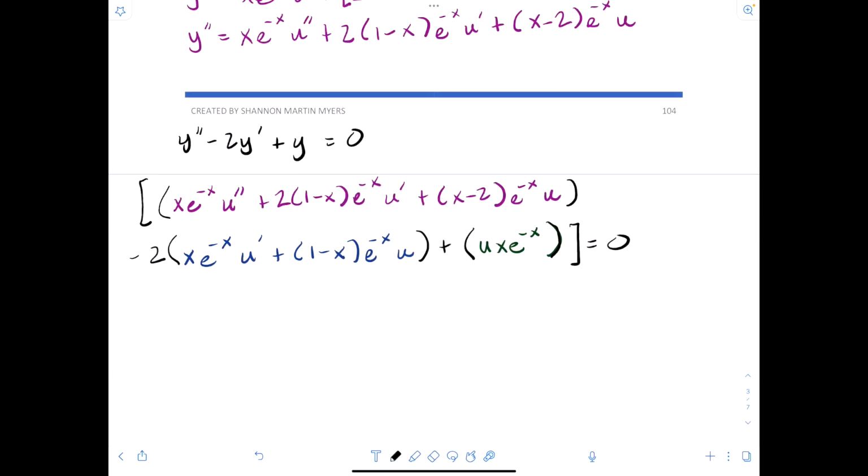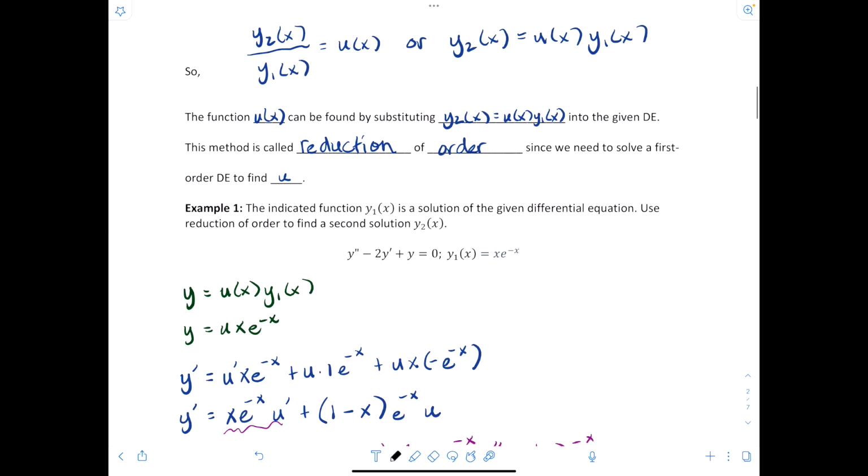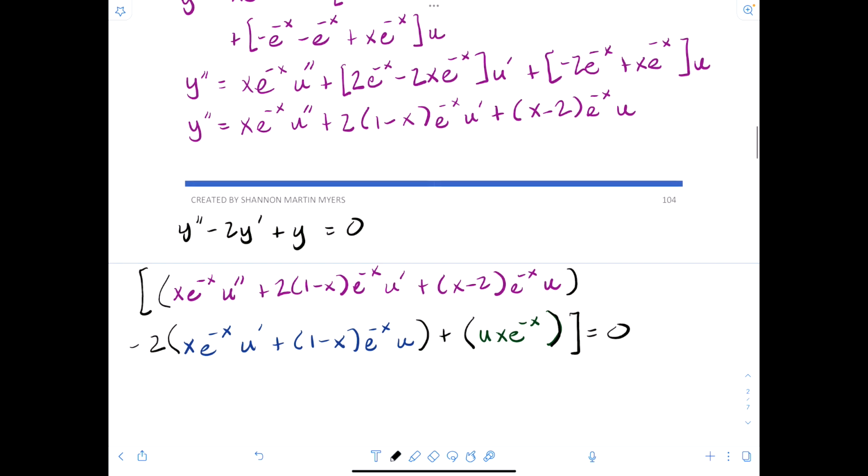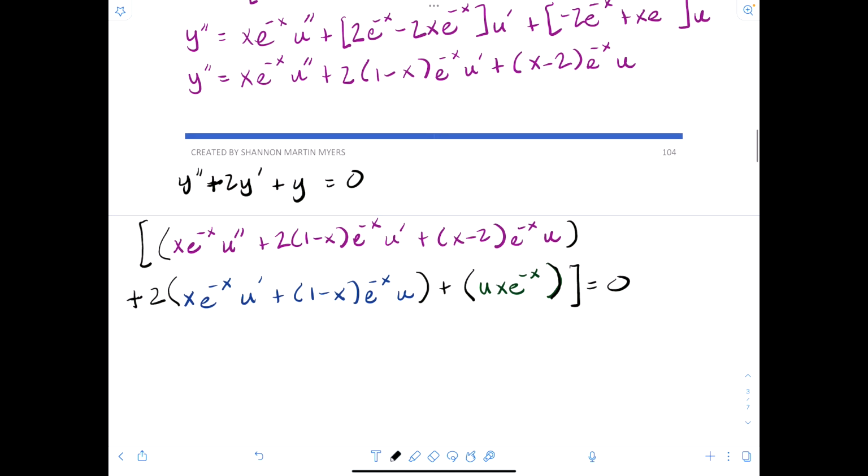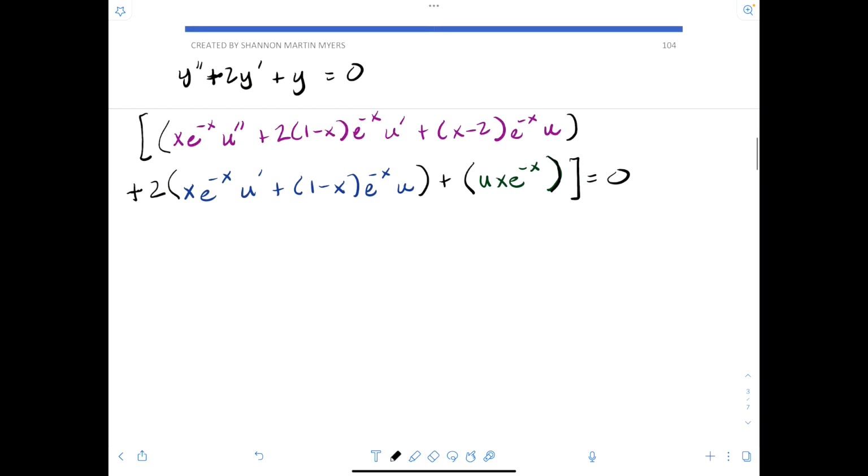Okay, I did all this work over here and found out that I wrote the problem down wrong. This is supposed to be a plus sign right here, plus 2y prime. So I'm going to change this to plus 2y prime, which changes the negative in front of the 2 to a plus. Cool, cool. Sorry about that.